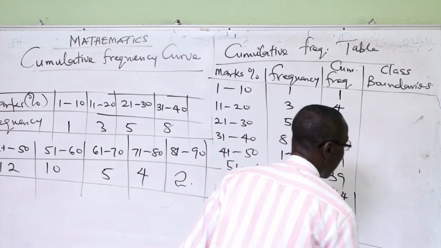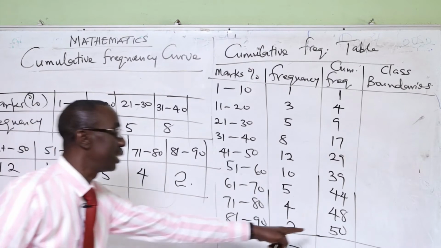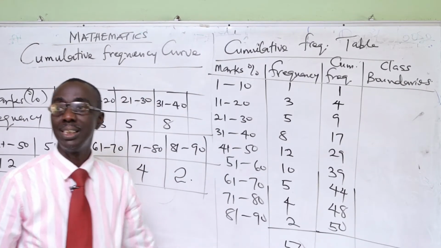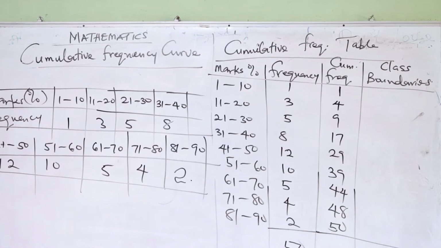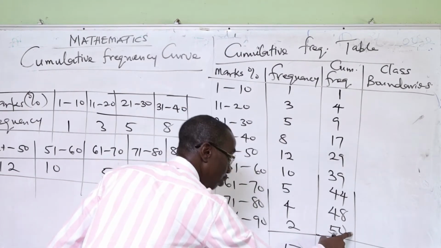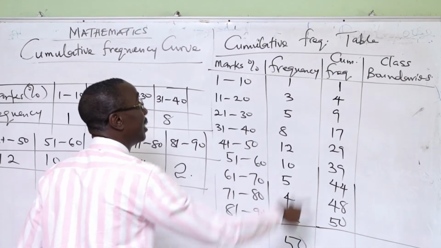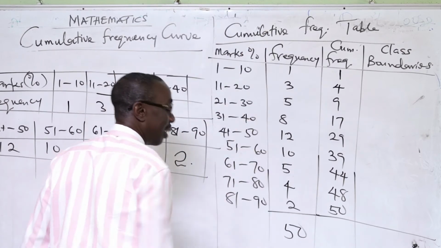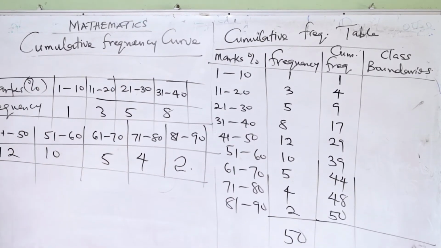In a situation where your last cumulative frequency value is not equal to your total frequency, then you have done something wrong. Quickly go and recheck these values or recheck your total as much as possible.